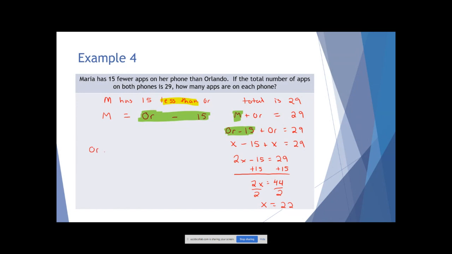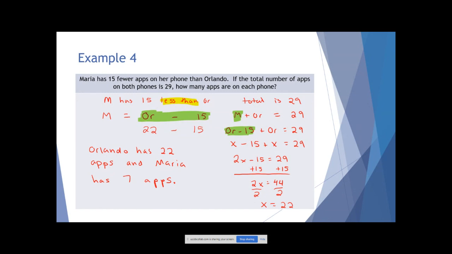So to answer this, you want to put this in a sentence. So Orlando has 22 apps, and Maria has, so she has 15 less than Orlando, so it's Orlando minus 15. So I need to do 22 minus 15, which gives me 7. So Maria has 7 apps. And so I can even show the work there. If I got M equals Orlando minus 15, that is 22 minus 15.